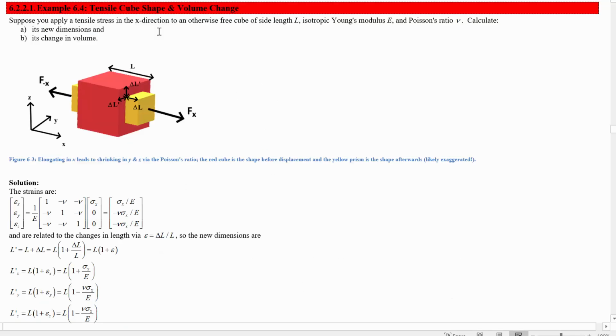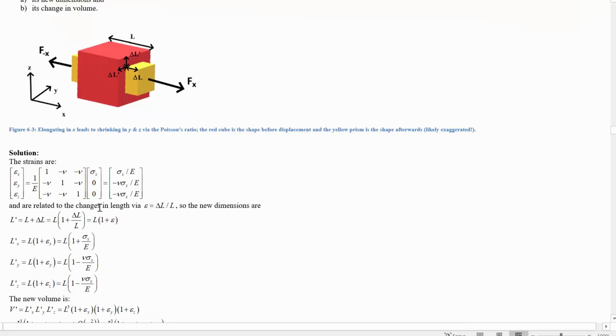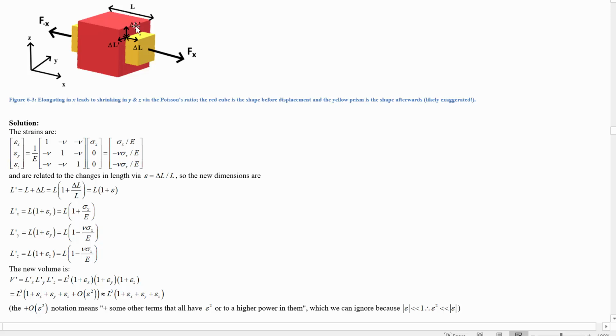Let's look at an example. Suppose you have a cube and you're going to apply a tensile stress in the x direction to an otherwise free cube of side length L that has an isotropic Young's modulus E and Poisson's ratio nu. Calculate the new dimensions and the change in volume. So because it's otherwise free, that means that the stress that we're putting on it in y and z, we're not going to resist motions in y and z. Those are going to be 0.